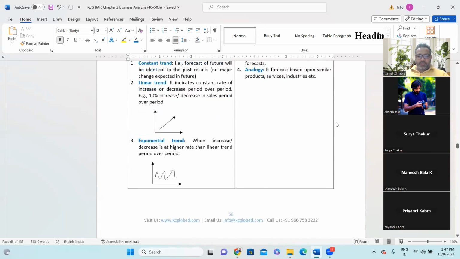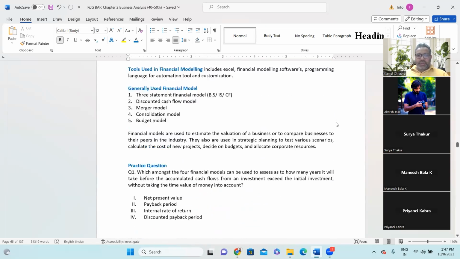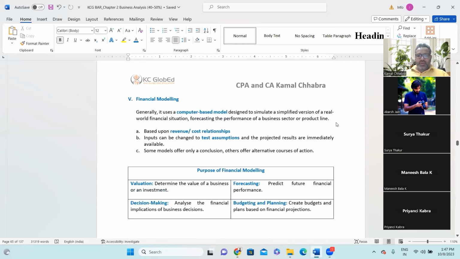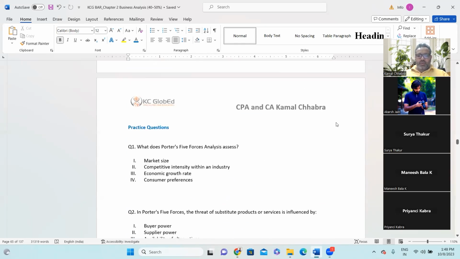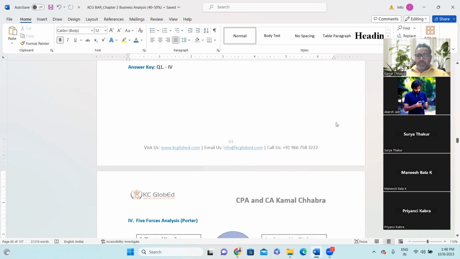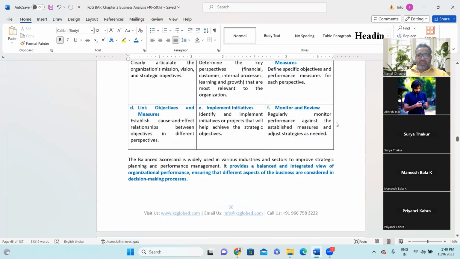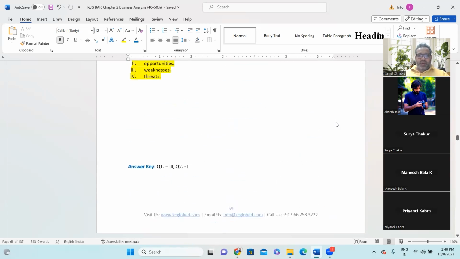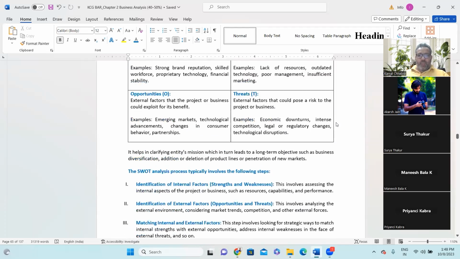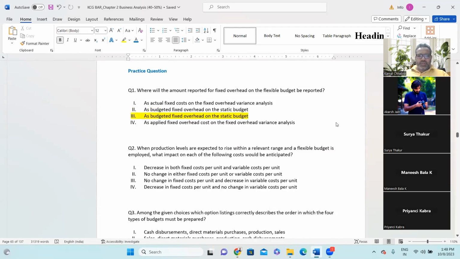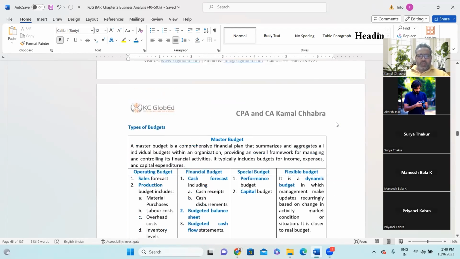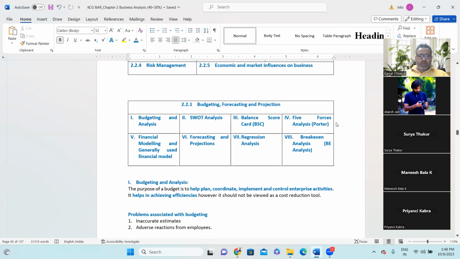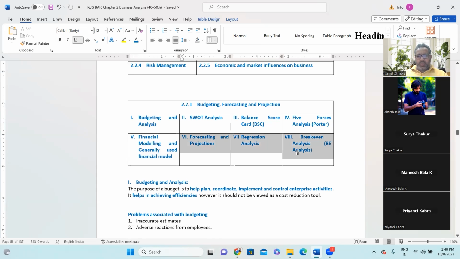Yes, sir. Shall we take a, I think, let's take a break over here. Maybe we can continue in the next class. People are feeling drowsy. Or shall we continue? How much is left, sir? There are three topics, I think, maybe required one class. So we are done till the fifth point, financial modeling. So these three topics maybe we can cover in the next class. Okay, sir.